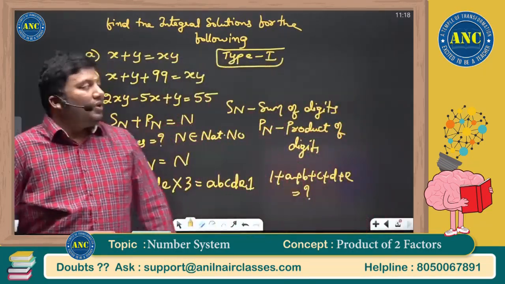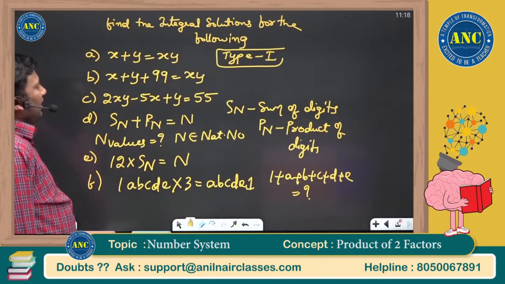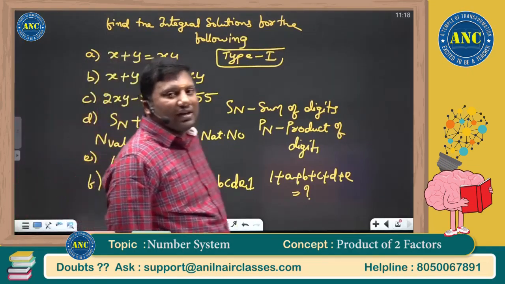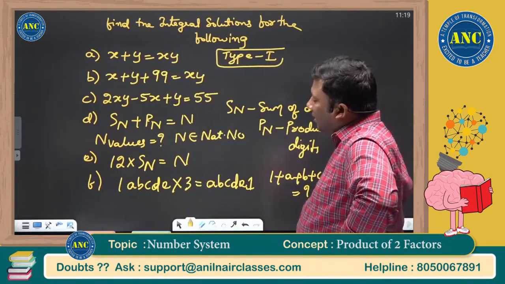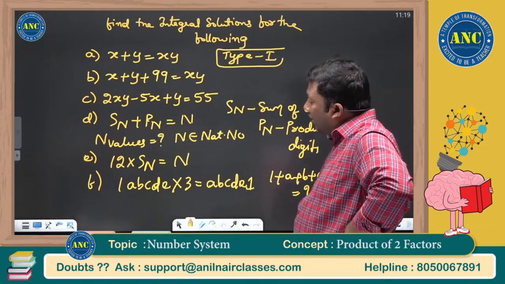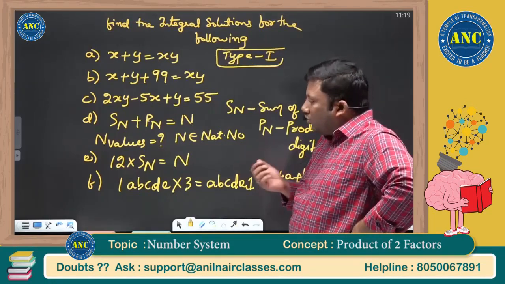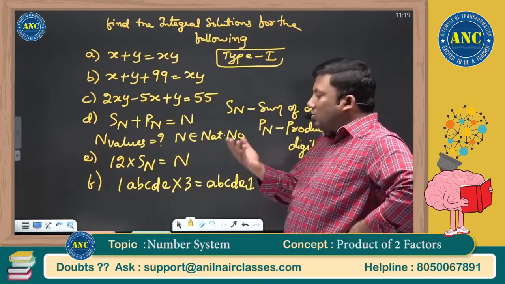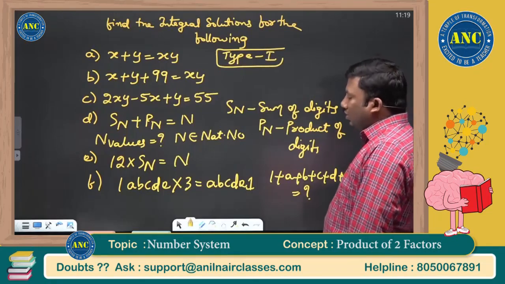x plus y equivalent to x into y. x plus y plus 99 equivalent to x into y. 2xy minus 5x plus y equivalent to 55. Sum of the digits plus product of the digits equivalent to the number itself. How many such numbers exist? How many such 2-digit numbers exist? 3-digit numbers, 4-digit numbers, and so on. 12 times the sum of the digits is equivalent to the number.